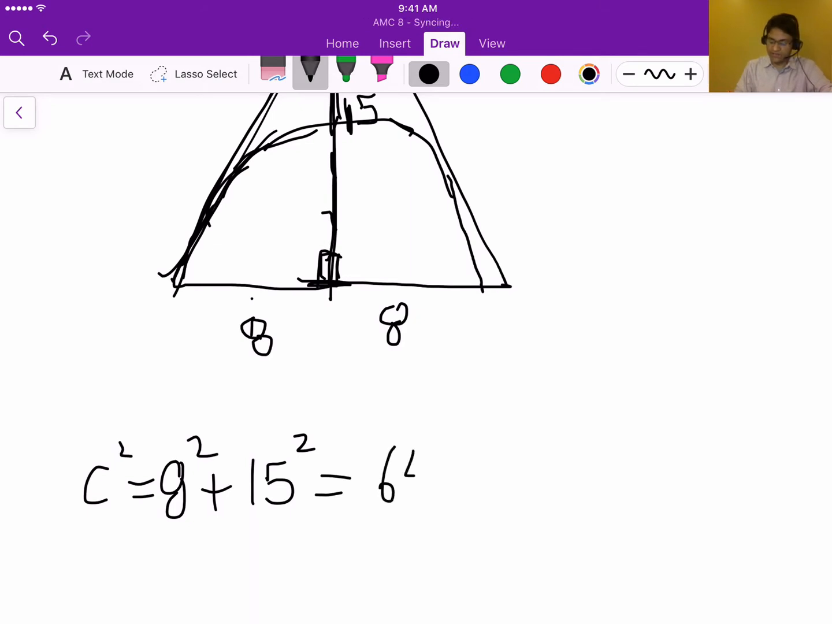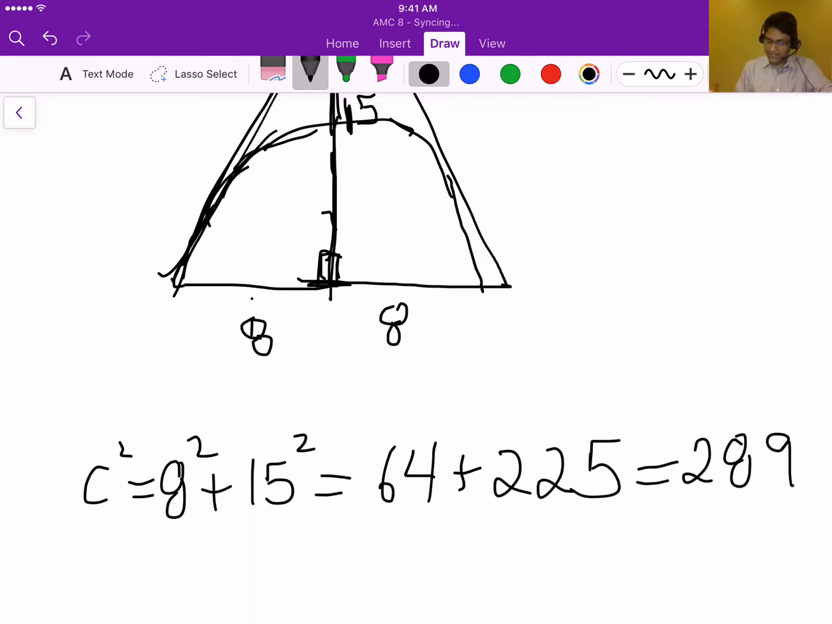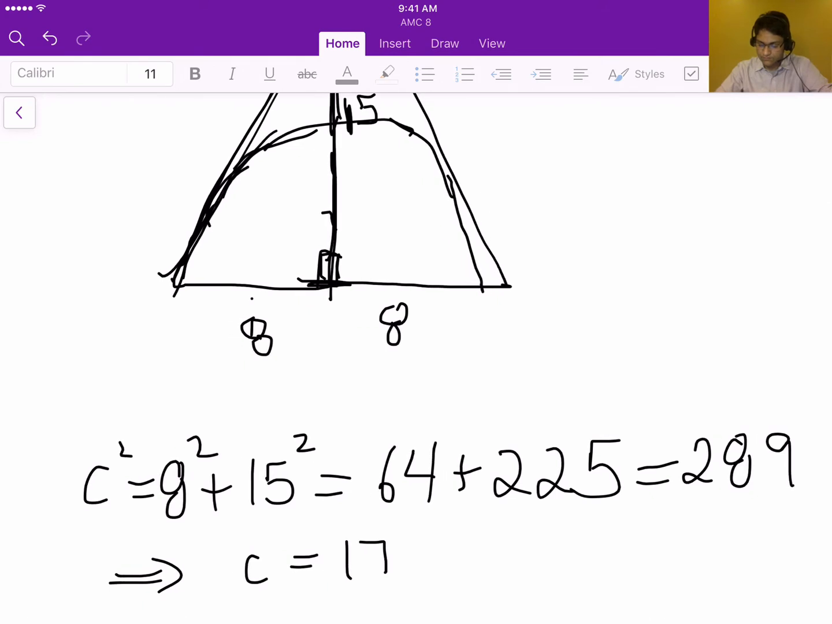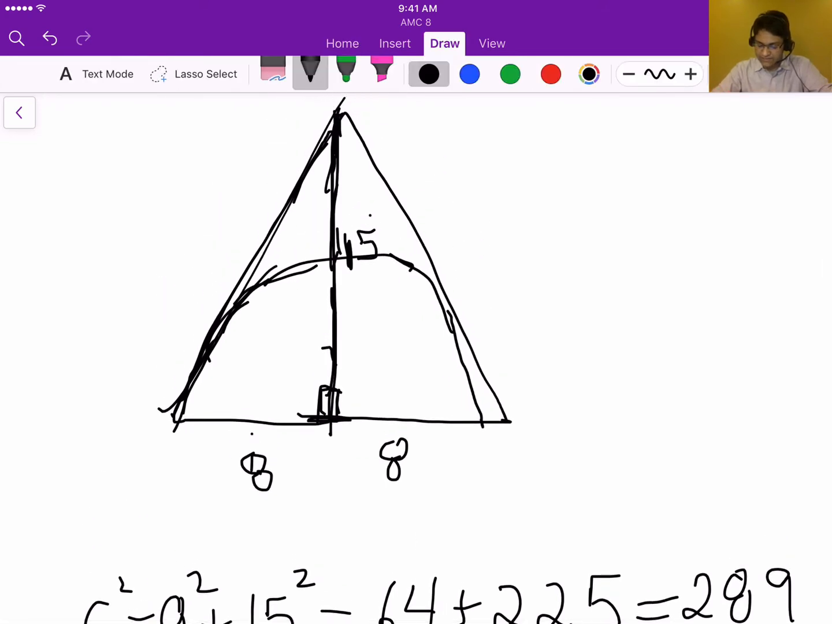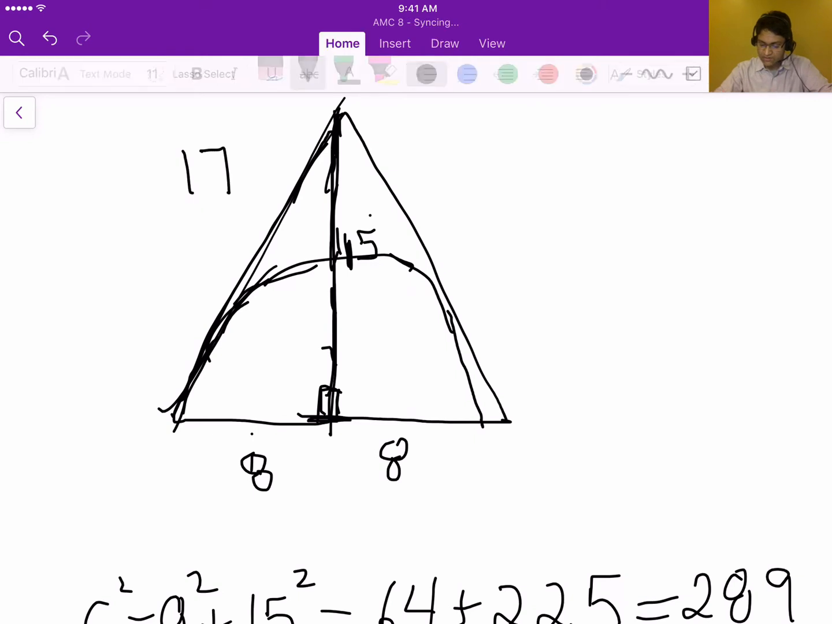So 8 squared is 64. And 15 squared is 225. It's nice to memorize your perfect squares from 1 to 20-ish at least, because it's especially helpful for Pythagorean triple problems where you don't know the actual triple. So this comes out to 289. So c squared is 289, and thus c equals 17. You don't have to know that 17 squared is 289 in this case. So we know that 17 is now the hypotenuse here.